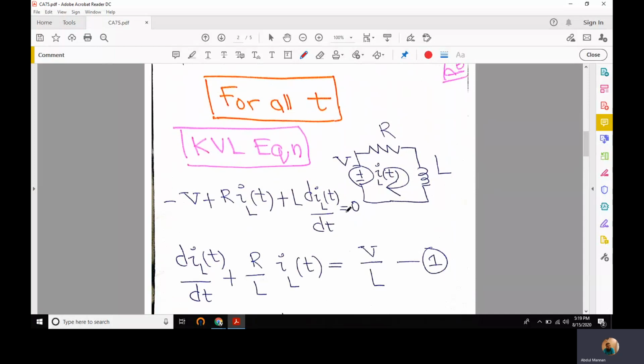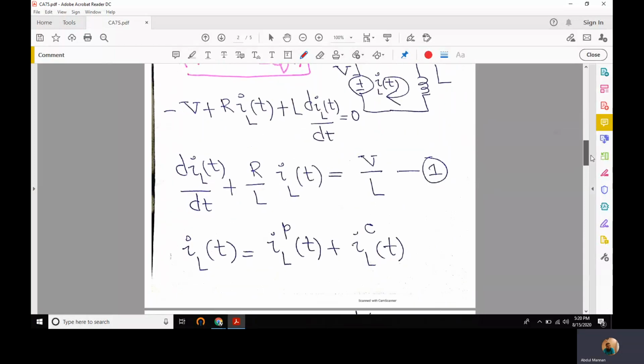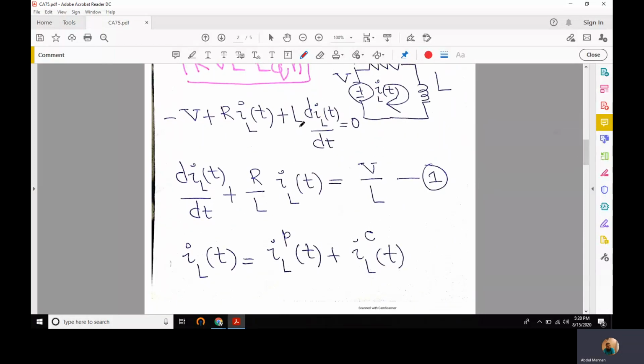We have already studied that the voltage drop across an inductor is the inductance times the time derivative of the current flowing through it. Since this is a series circuit and there is only one current, we call it I sub L of t. We can rearrange terms by dividing this whole equation by capital L, and then it becomes this differential equation.